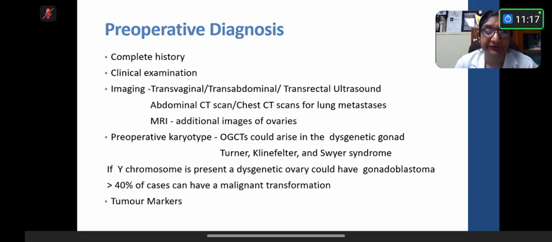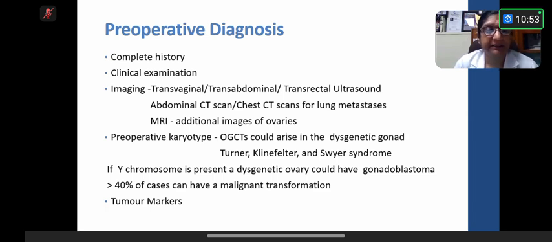A complete history is very important, followed by examination and imaging, which has already been described by the previous speakers. So we do a transvaginal, transabdominal, or transrectal ultrasound, especially because these are unmarried girls. So sometimes you may have to go in for transrectal ultrasound as well. Abdominal CT scans, chest CT scans for lung metastasis, and MRI.